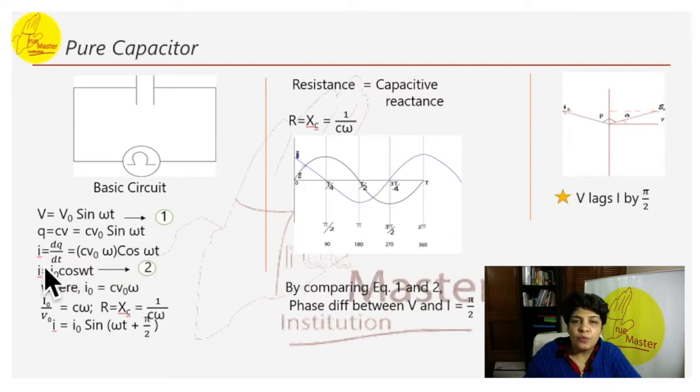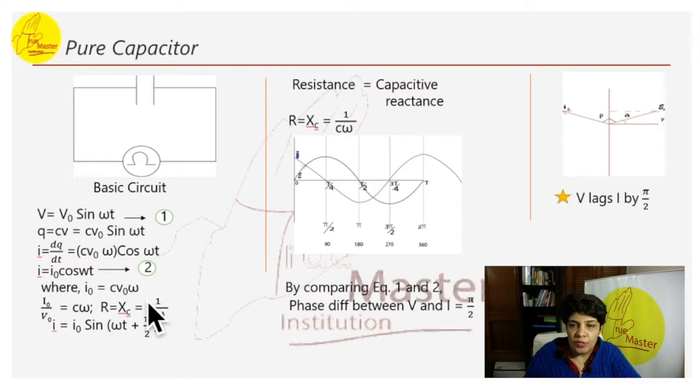I equals dq by dt, taking the differential. So instead of writing sine omega t, we can write omega cos omega t. Taking C V naught omega as constant I naught, we derive the equation I equals I naught cos omega t, wherein I naught is equal to C V naught omega.